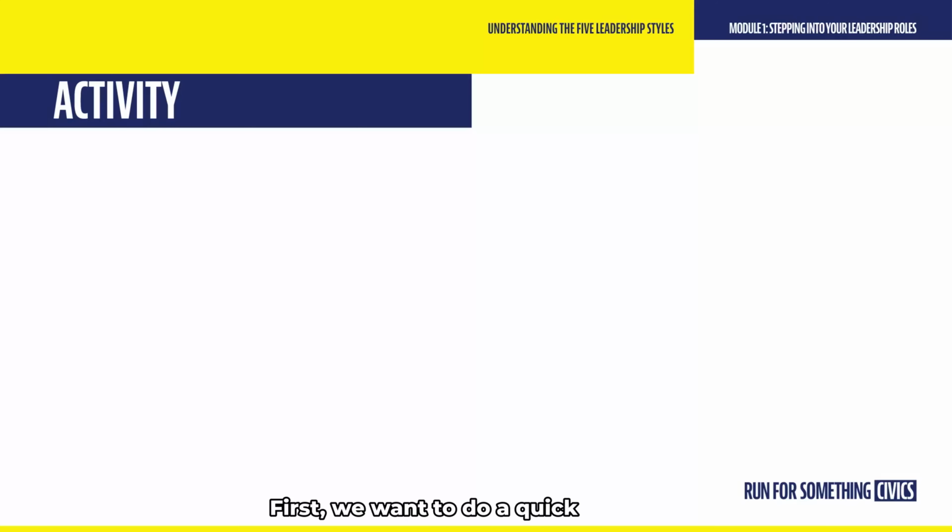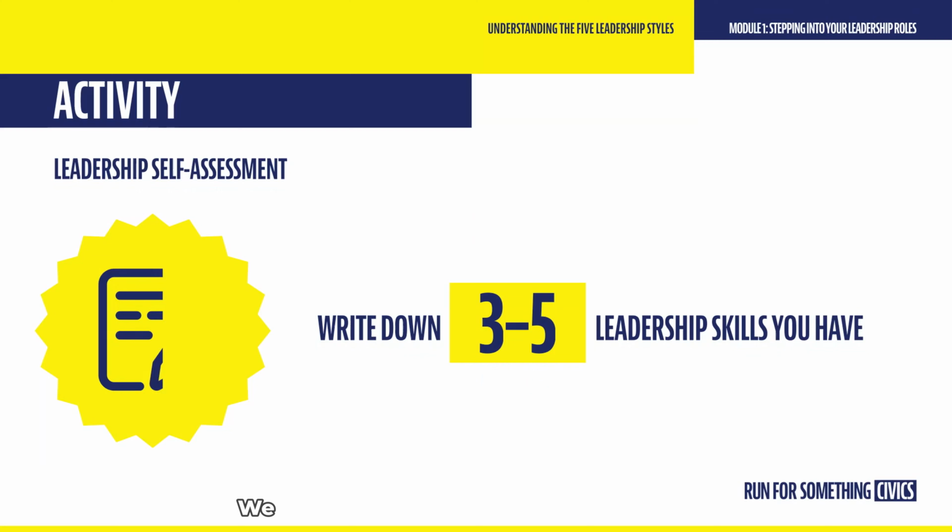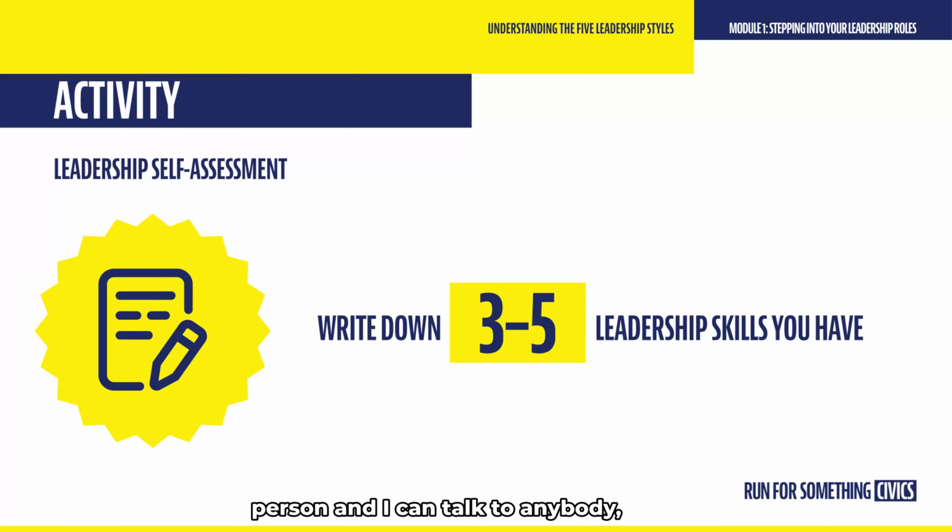First, we want to do a quick activity. This will be a self-assessment of your leadership skills. We want you to pause this video and take 2 minutes to write down 3 to 5 leadership skills that you already possess and that you show up with in any part of your life, with your family, at work, in your community, etc. Those could be, I'm a really good people person and I can talk to anybody, or I'm really good with numbers and data. Both of those are great leadership skills. So take 2 minutes to write down 3 to 5 skills you think you naturally possess. Pause the video here and hit play when you're ready to move on.